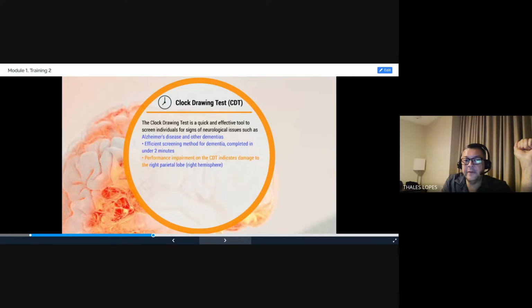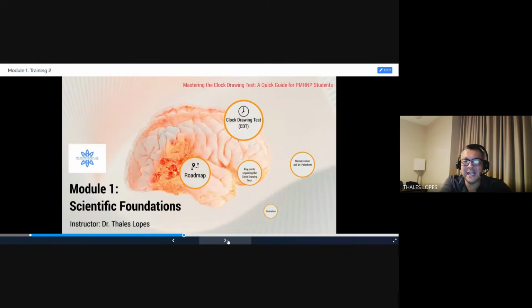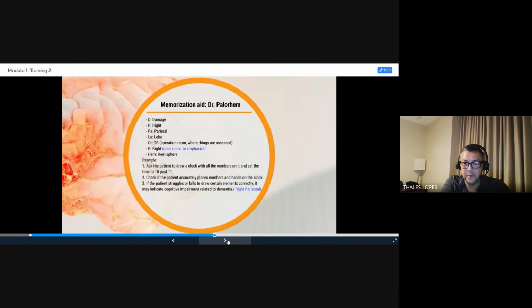A performance impairment in this part of the test is related to the right parietal lobe, or in the test it could be said as right hemisphere. Please note that this is probably the third time I've mentioned the right parietal, right hemisphere, and the clock drawing test. This is a classic question. We see this a lot, right?